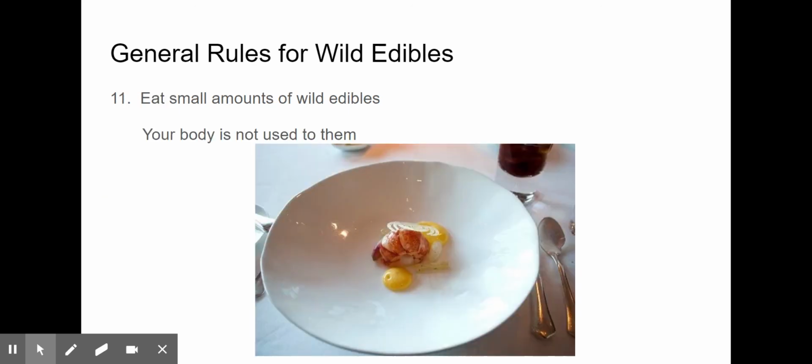And lastly, eat small amounts of wild edibles. So your body's not used to them. We're used to having the food we buy from the store. So don't go around eating as much as you can from these wild edibles. So if you really wanted to, and you're positive, and we're all together, and you want to try it, a little bite is okay, but I don't want you to go around harvesting all kinds of wild edible plants.